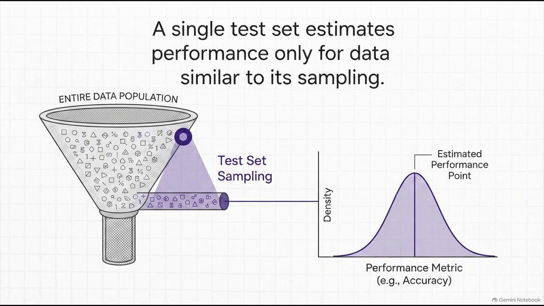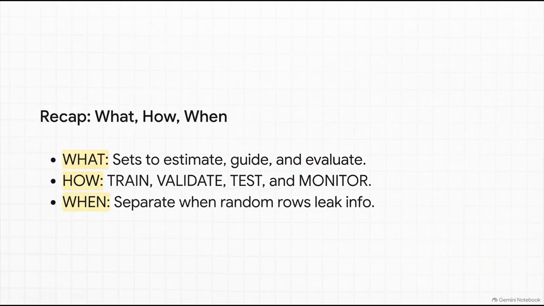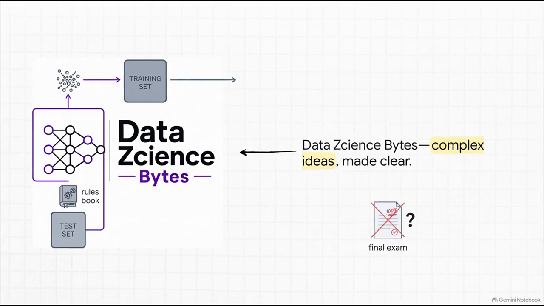This defines the exact conditions under which a result actually deserves confidence and when you absolutely need new, fresh data to verify your system. Okay, let's pull all of this together into an essential recap of the what, how, and when. What is it? It's the use of dedicated sets: training data to estimate parameters, validation data to guide choices, and test data to provide a held-out estimate. How does it work? Sequentially through the train, validate, test, and monitor pipeline. And when does it matter? You must use carefully designed separate datasets whenever random rows would leak information, explicitly designing your splits to reflect actual real-world deployment. By maintaining strict boundaries between these datasets, we ensure our models are actually learning the underlying rules of the game rather than just memorizing the final exam.